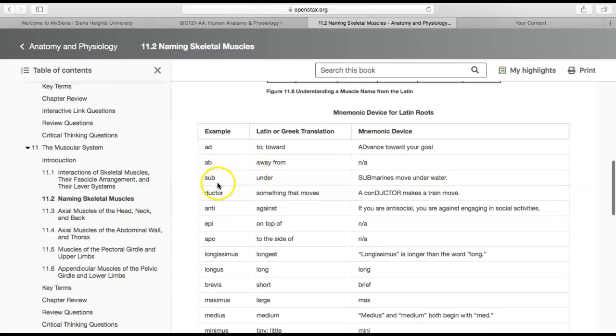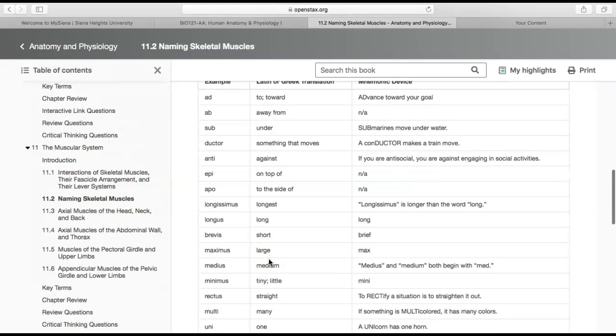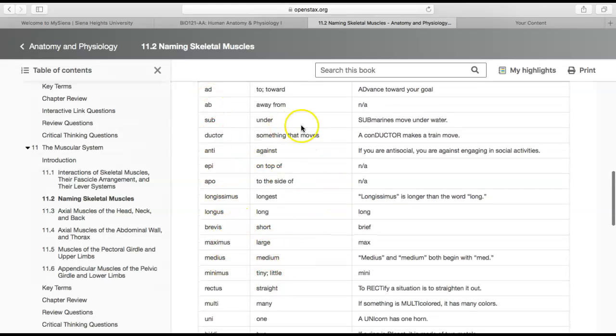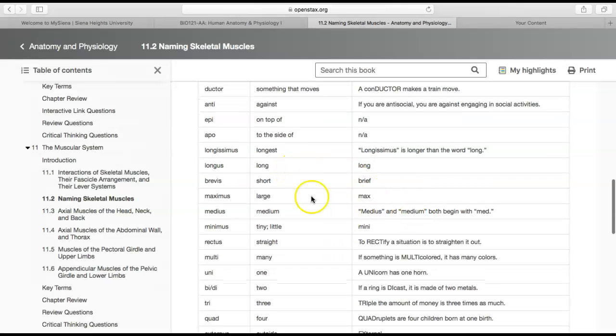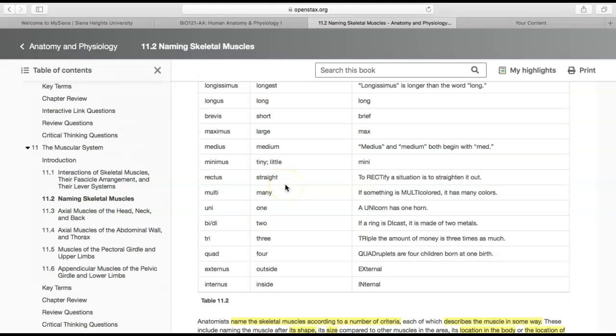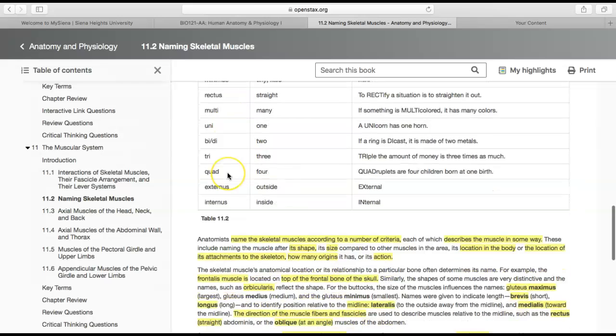For example, when you have something that is a sub, that means that it's under, because submarines move underwater. If it's a ductor, it's something that moves, like a conductor makes a train. I totally think that memorizing all of these for what they mean, and the mnemonic devices, will make things a lot easier. When you're asked in Visible Body or on an exam, where is the gluteus maximus, you'll be able to remember that it's the largest muscle in the glutes. And so I think that's really important.